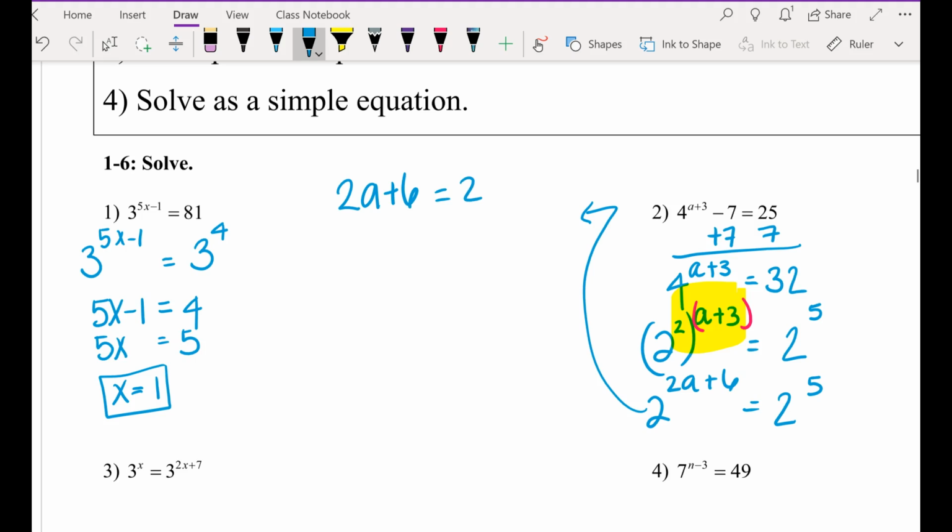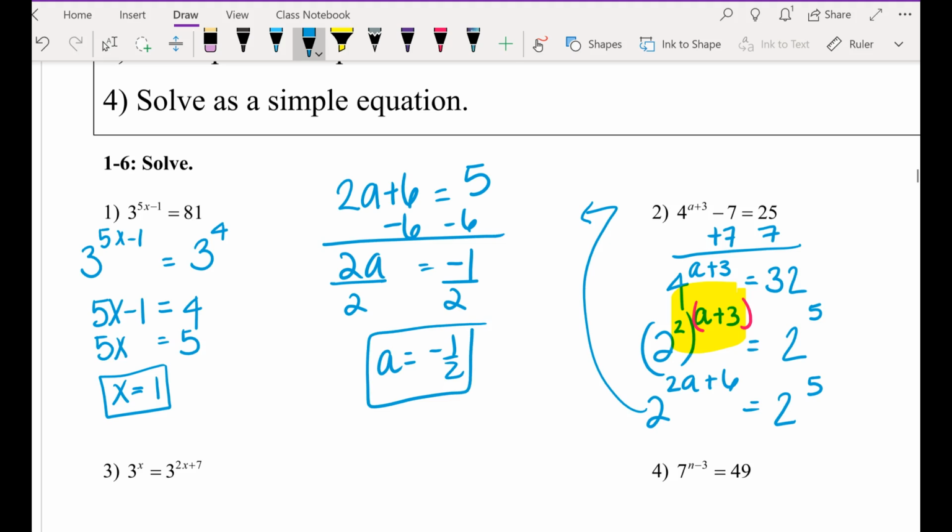Can you please help me, Carly? Subtract 6 from both sides. Good. So now we have 2a equals negative 1, since it's 5 minus 6. Thank you, good eye. Then divide both sides by 2. Then a comes out to be negative one half, and we box that up.